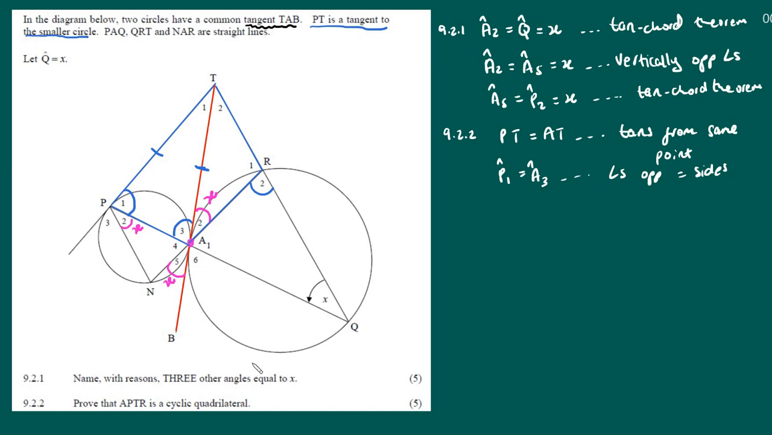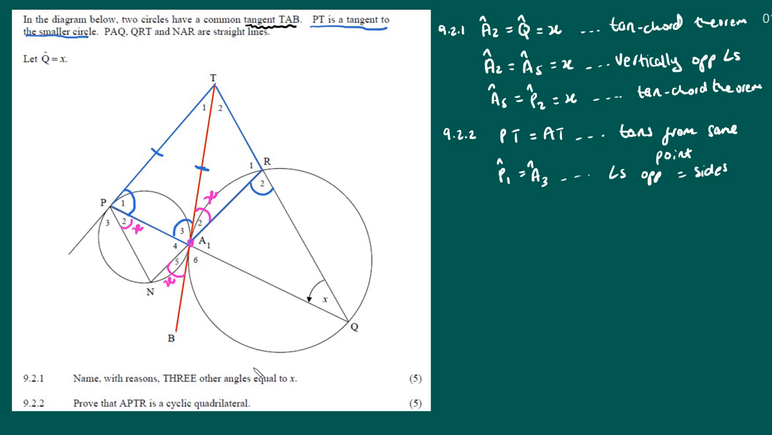You see these questions about naming 3 other angles equal to X? It's a technique that they want you to use all the time so that you know how to tackle these proof type questions. You want to prove that P1 is equal to R2. Look at R2, ask yourself which other angle is equal to R2. Are you able to identify that angle? Is there anyone who is able to see which angle is equal to R2?